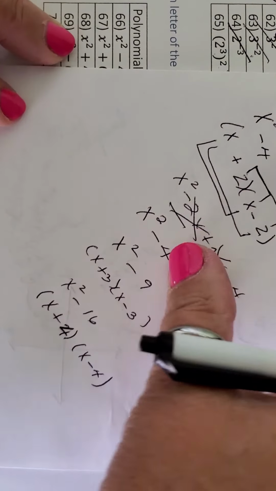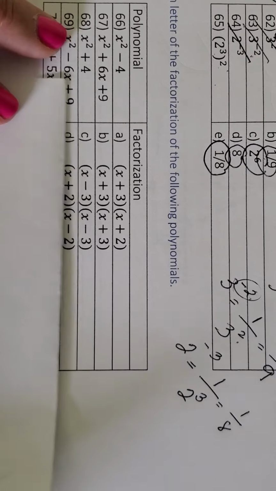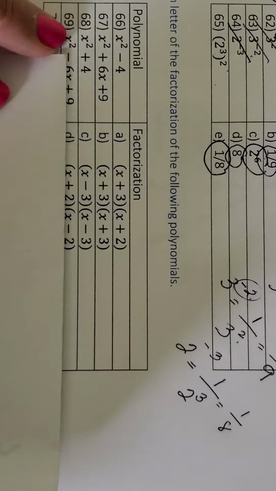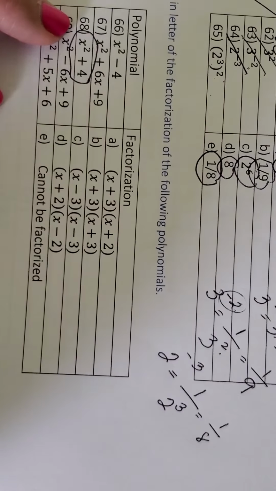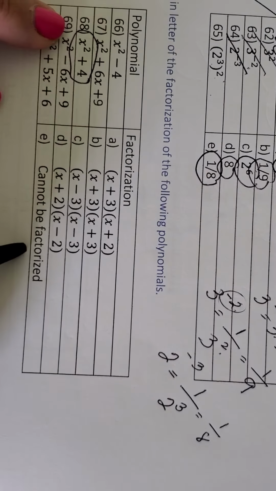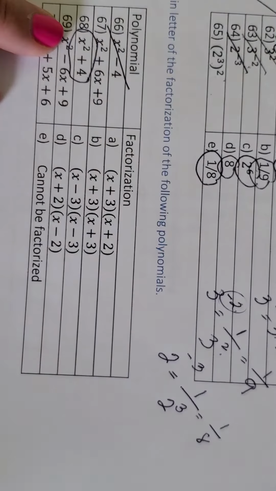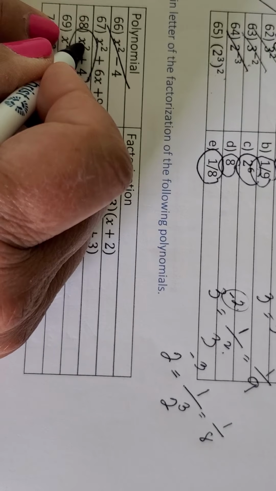Now, this one, number 68, let me jump to 68. This one is nothing. You cannot factorize x squared plus 4. You see this one here? Just ignore it. The answer is going to be, cannot be factorized. So I did this one. I'm sorry for jumping a little bit, which is a difference of squares. This one cannot be factorized because it is a sum, not a difference of squares.